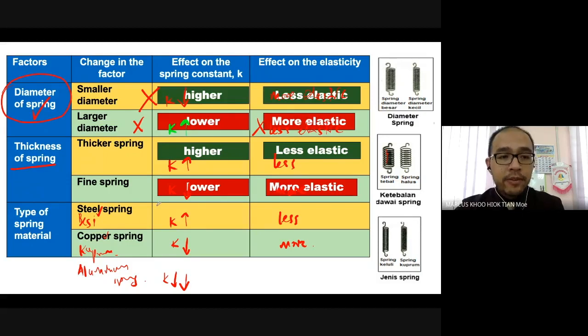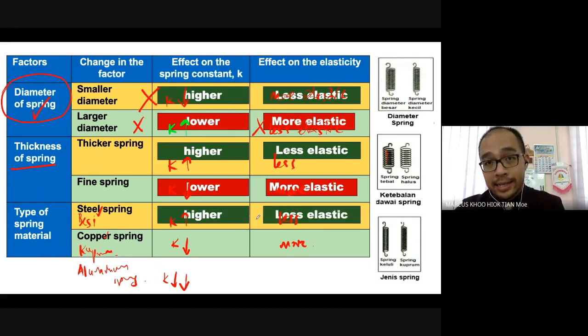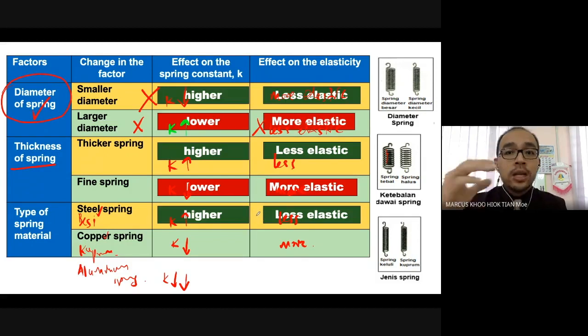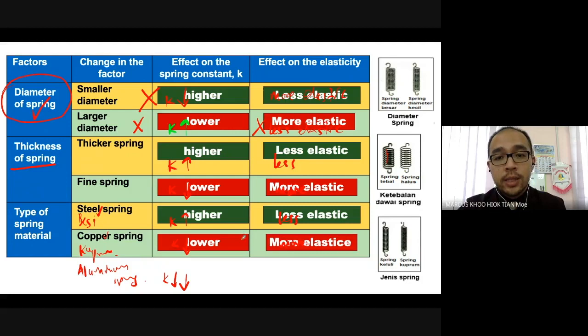Type of spring material, you say that steel spring has a bigger K, means dia lebih keras. Correct. So the steel spring has a higher spring constant, but it is less elastic, senang untuk dia melebihi elastic limit. Copper spring obviously is lower, and therefore it is more elastic. Aluminium is even lower.